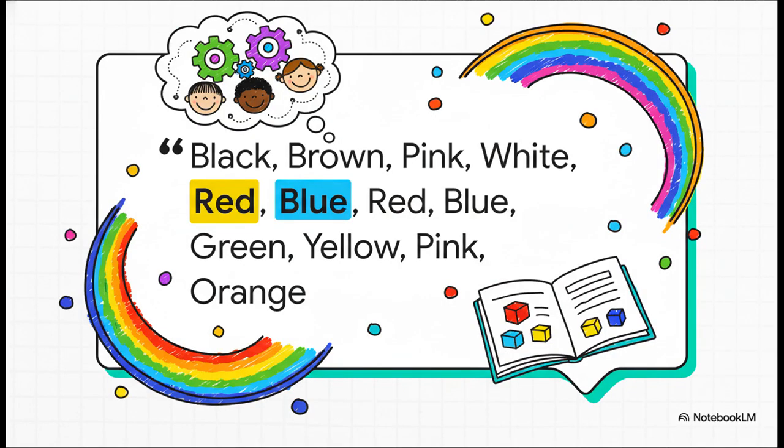All right, today we're looking at this. It's a seemingly simple list of 12 colors from a children's video. Now, you might just look at it and think, okay, a random sequence. But is it? Or is there deliberate design at play here?